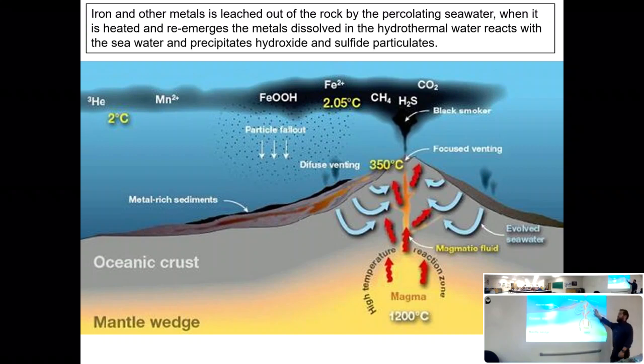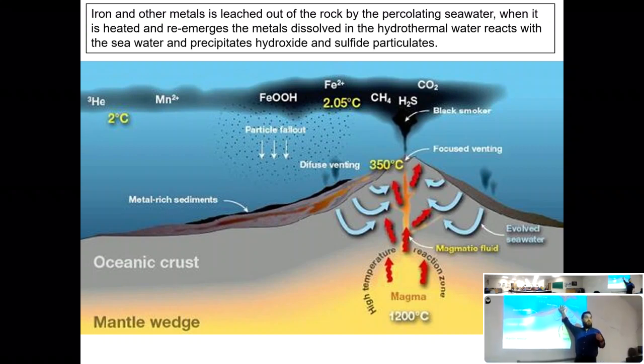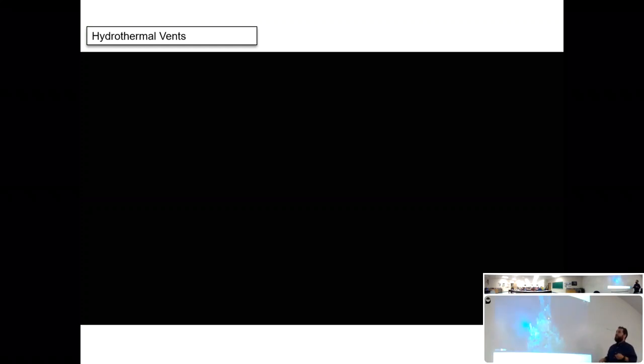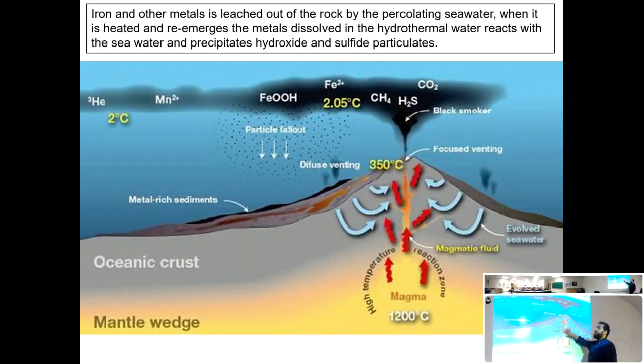At the mid-ocean ridges, you get these things called black smokers. These are basically hydrothermal vents. You can almost think of them as hot springs that are underwater. What happens is that when the water is flowing through the rock, because remember, rocks are kind of like sponges, they soak up a lot of water, and water can actually flow through them. When that water flows through the magmatic rocks, it gets very hot.